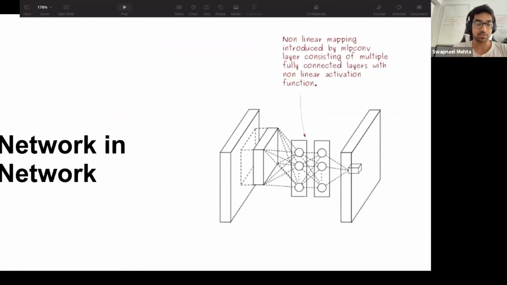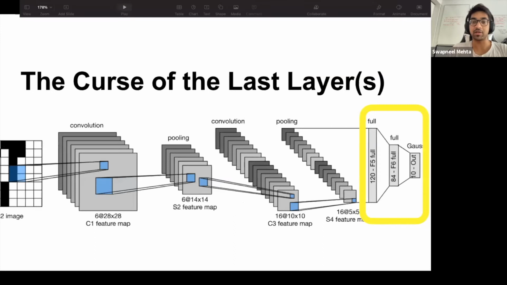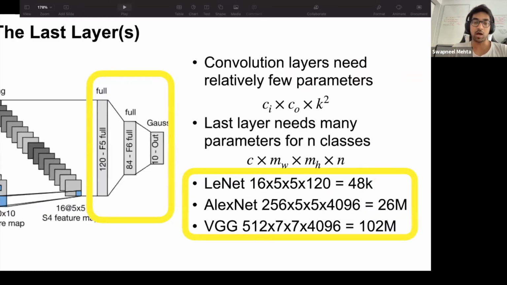So someone introduced this idea of network in network. And what network in network says is, look, the problem is coming from these last layers, right? The real challenge of these higher numbers of parameters is that in convolution layers, there is weight sharing, so that dramatically reduces the number of unique parameters needed to be learned. But in these fully connected layers, there is no weight sharing. Each of these has its own weights. And so we have a problem here. This is just a comparison of the weights in the last layers: 48,000 weights in LeNet, 26 million weights in AlexNet, and 102 million weights in VGG, which is a really big deal.